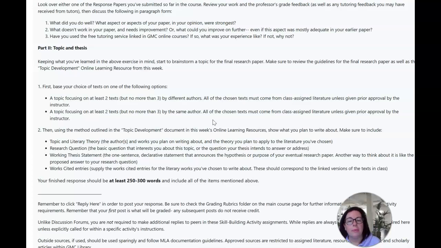You need to have some kind of a research question, and that's going to help drive what you're looking for and help drive some of your search terms. You need to have a working thesis statement. It's one sentence, it's one statement, a declarative statement that announces the hypothesis and the purpose of your research. Think about it as it's kind of answering what you've put out as the research question. And you also need to include the works cited entries. Remember, all of the works that we have in there already have the works cited entry in there, and that's the ones that we need to include. So you'll be able to find those.